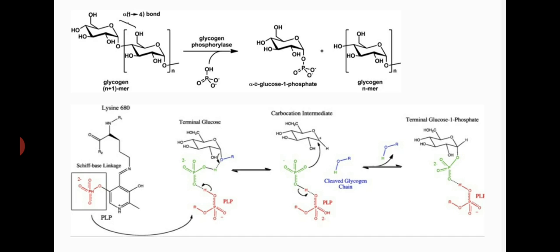Pyridoxal phosphate is an essential cofactor in the glycogen phosphorylase reaction, and it is attached to the lysine amino acid of the enzyme. The phosphate group of the pyridoxal phosphate acts as a general acid catalyst, and it promotes the attack by an inorganic phosphate molecule on the glycosidic bond.